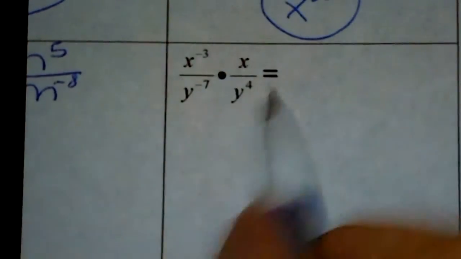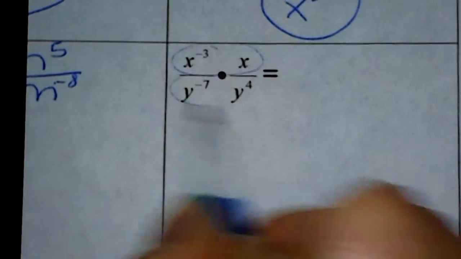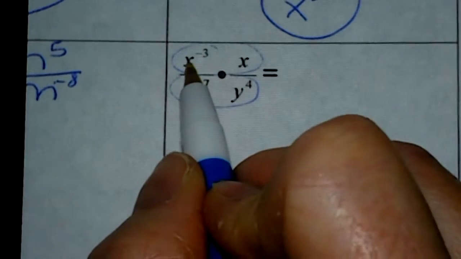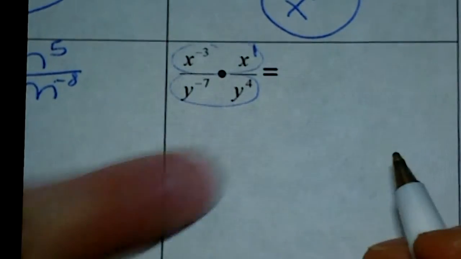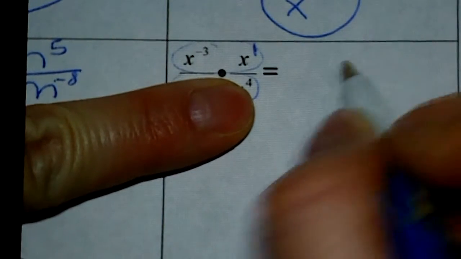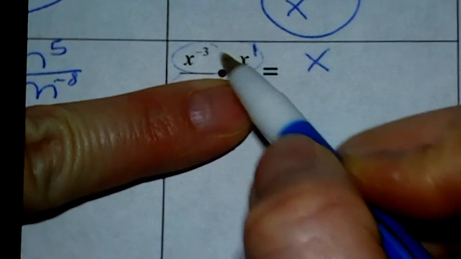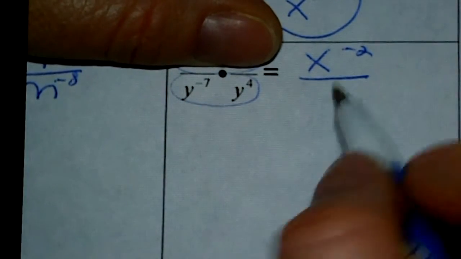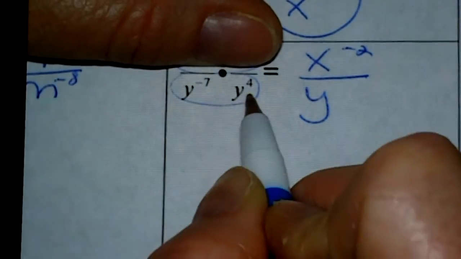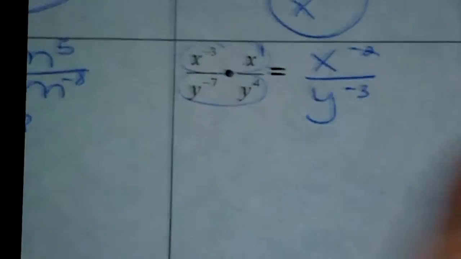All right, last one. Again, just look at this like multiplying fractions. Let's take care of the top and the bottom. I have x to the negative third times x, which remember is like x to the first power. When you are multiplying the same base, bring over the base, add the exponents. Negative 3 plus 1 is negative 2. Same thing, same base being multiplied, bring over the base. Negative 7 plus 4 is negative 3.